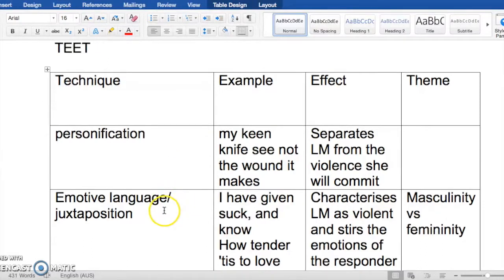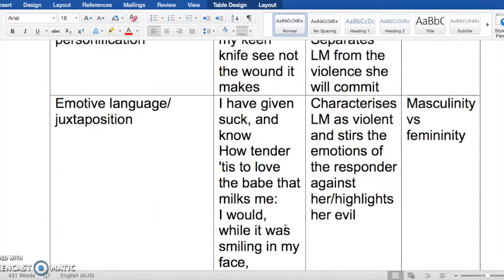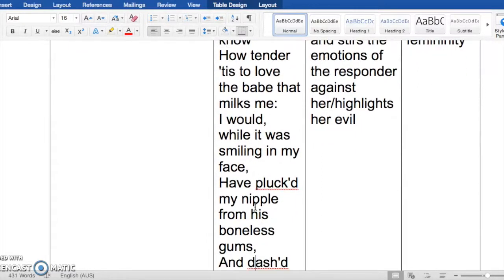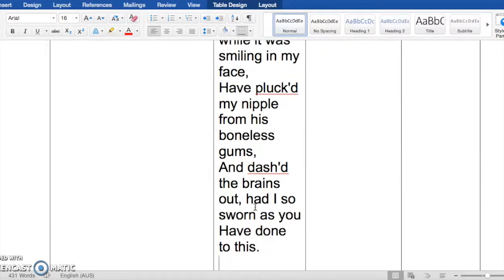So the next technique that we're going to be looking at is emotive language and juxtaposition. Many times the same passage or even the same sentence will use more than one technique. I would suggest that you don't just choose one. You can talk about how the composer has used multiple techniques in that one example. So here, the emotive language and juxtaposition in "I have given suck and know how tender it is to love the baby that milks me. I would, while it was smiling in my face, have plucked my nipple from his boneless gums and dashed the brains out had I sworn as you have done this."